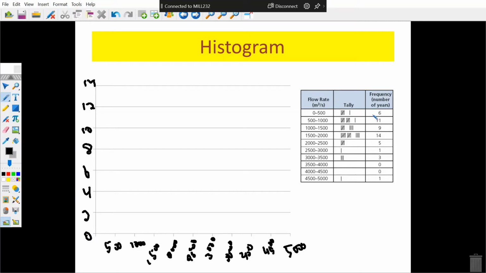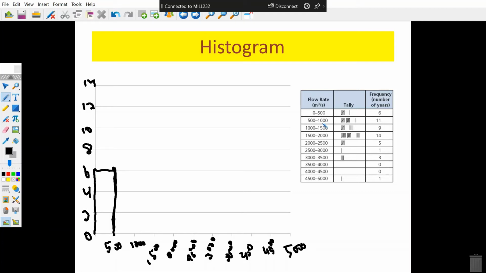Our frequency varies between 0 all the way up to 14. So I've got 0 to 14 here, and the flow rate goes from about 0 up to 5,000, so I've got that labeled on the bottom. So here's what your table would look like. From 0 to 500, the frequency is 6 times, right? So for 0 to 500, I would draw a little line like that, hopefully a little straighter than my line was. There were 6 times it happened between 0 and 500.